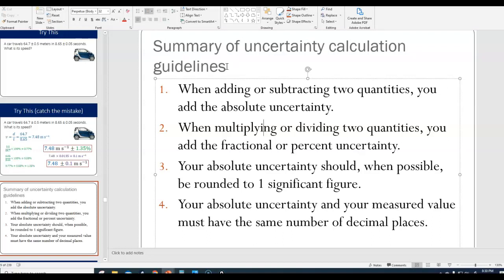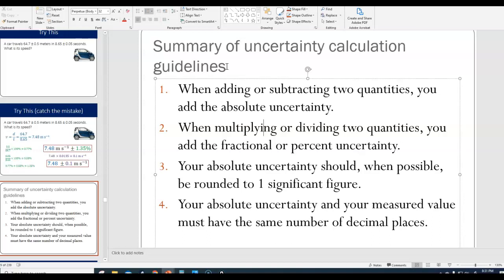When you add or subtract two or more quantities, you add their absolute uncertainties. Again, if you don't have the absolute uncertainties, then you would need to convert from percent back to absolute uncertainty. Number 2, when you multiply or divide two quantities, you add the fractional or percent uncertainty. You can do fractional if you want. I'm always going to do that in percent. There's nothing you can do in fractional that you can't do in percent, and I think percent makes more sense, so I'm going to do that.